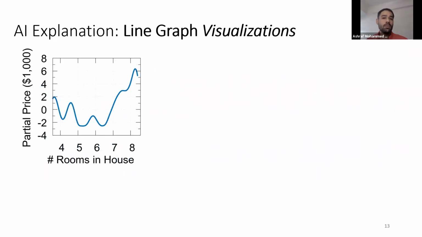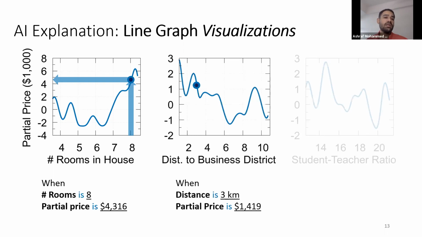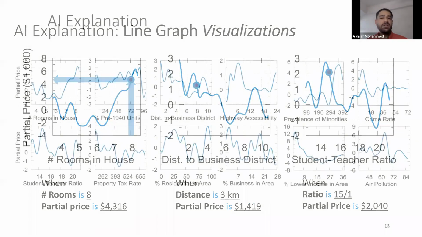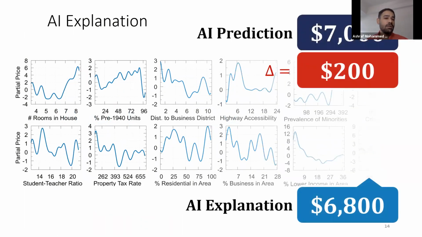Well, unlike the linear model, what is immediately obvious is that the price doesn't always increase with the number of rooms. It's relatively flat at the beginning, and then there's a sudden steep rise. So when the number of rooms is 8, the contribution to the price is about $4,300. Similarly, we could look up the contribution of all the other factors. And if we did this for each factor that was explained, and then compute the price by adding all of those contributions up, then we'll notice that this time the explanation is actually pretty close to the prediction. But we had to examine many complex nonlinear relationships to get there.